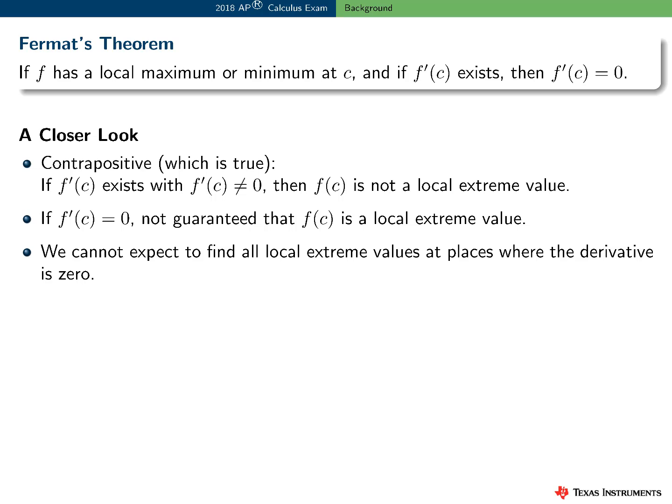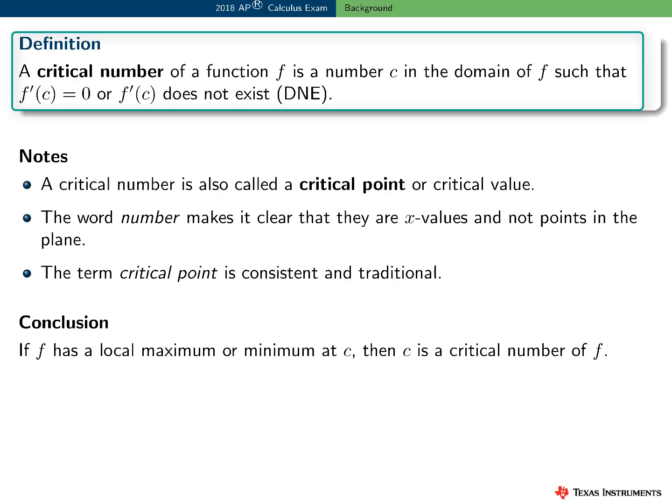a function at the number c where f prime of c is equal to 0, or where f prime of c does not exist. And these numbers have a special name. A critical number of a function f is a number c in the domain of f, such that f prime of c is equal to 0, or f prime of c does not exist, and I abbreviate that as DNE.